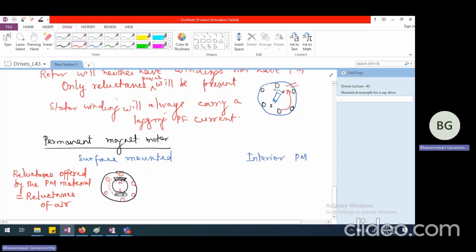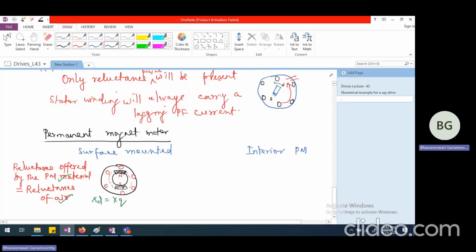If I try to look at the kind of reluctance offered along the quadrature axis or direct axis, it is going to be exactly one and the same, because the permanent magnet material's reluctance is the same as that of the air's reluctance. So here XD and XQ will be one and the same in the case of a surface mounted permanent magnet machine. So this will behave very similar to a cylindrical pole rotor. The surface mounted permanent magnet machine will not behave any differently as compared to the cylindrical pole machine.